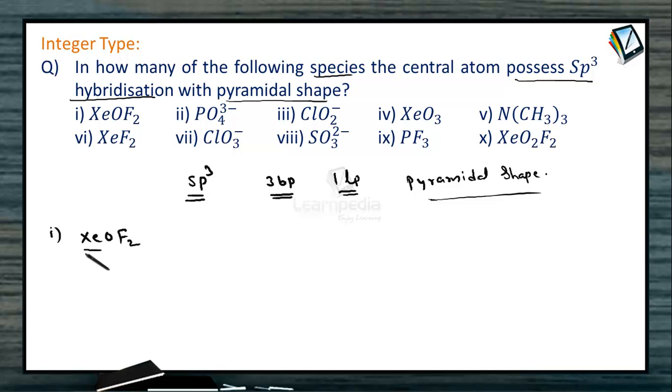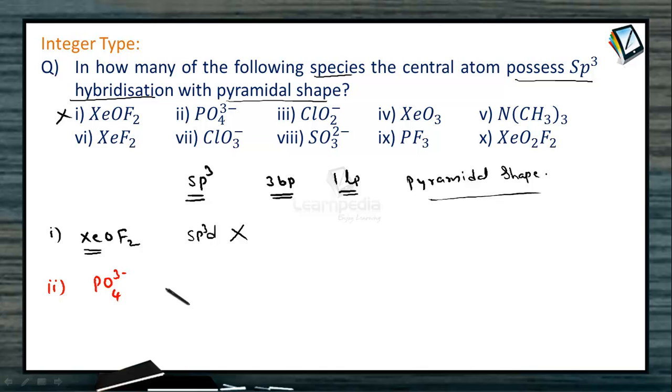So in XeOF2, this central atom xenon is an 8th group element and thereby 2 monovalent fluorines are there. So 8 plus 2, 10 by 2, it is sp3d type of hybridization. Therefore, it is ruled out. So 1 is wrong. Then we have the second one, PO4 3 minus.